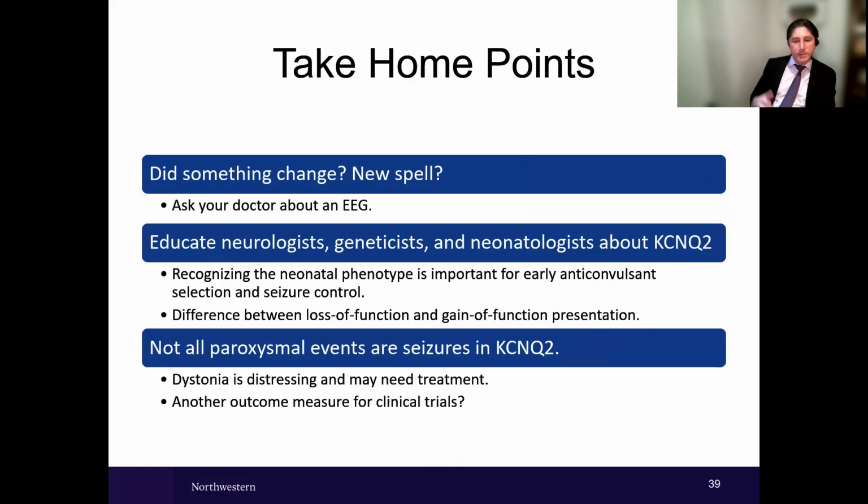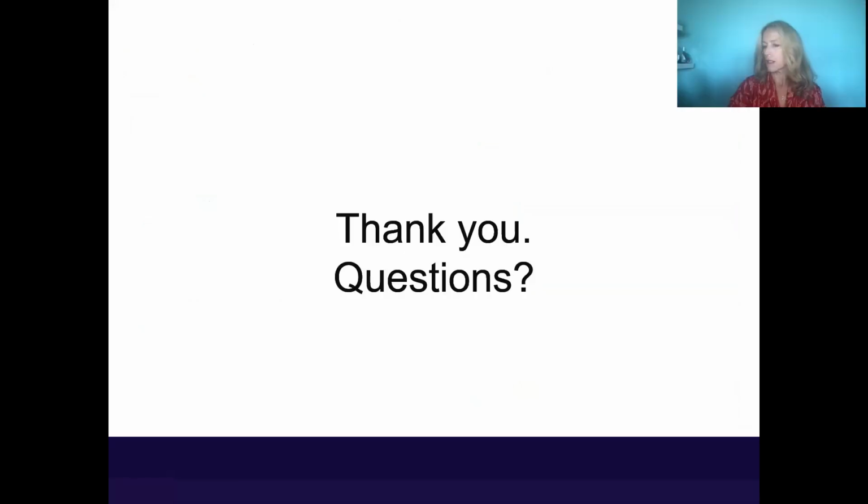And not all paroxysmal events, that's the fancy way of saying spells, are seizures in KCNQ2. You can have dystonia or myokymia, and the dystonia is distressing to the child and may need treatment and a change in treatment from what you're currently receiving. And could dystonia be another outcome for clinical trials along with developmental concerns? These are important questions and things that need to be recognized and further described in order to understand them better. So with that, I'll take questions.